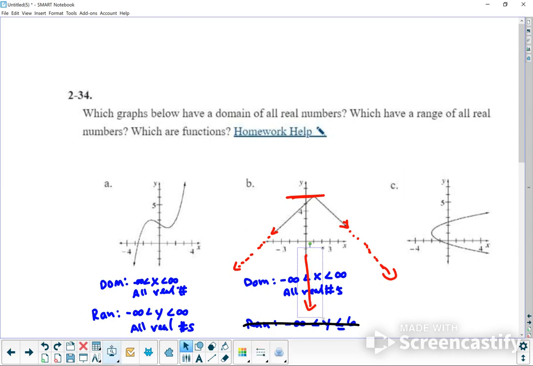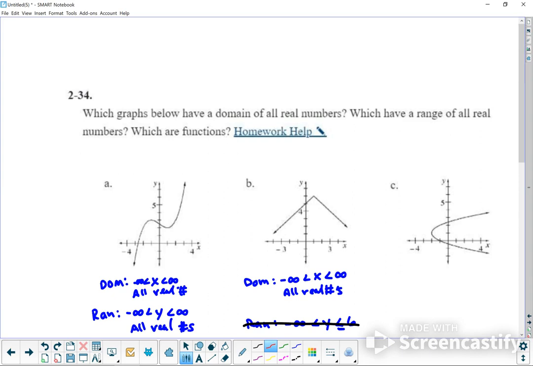I'm having a hard time understanding. They're just saying which graph, so we can say graph A so far only has all real numbers. Graph A is the only one that has all real numbers for the domain and all real numbers for the range.